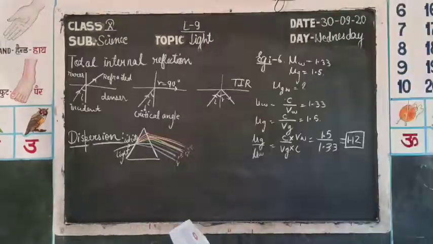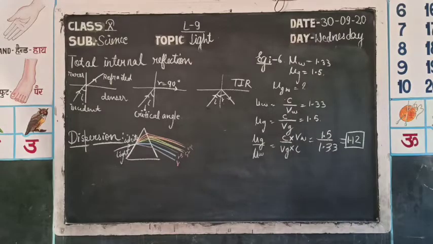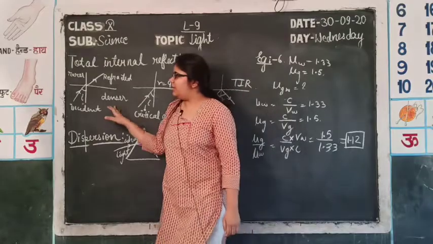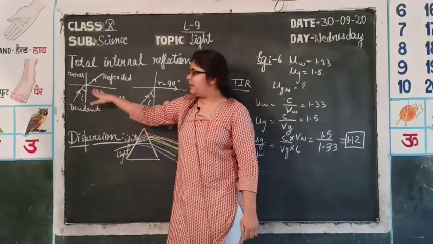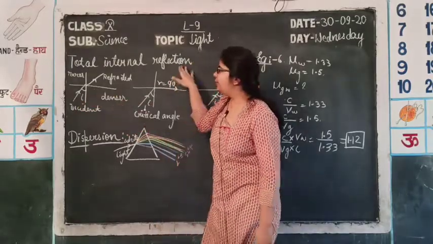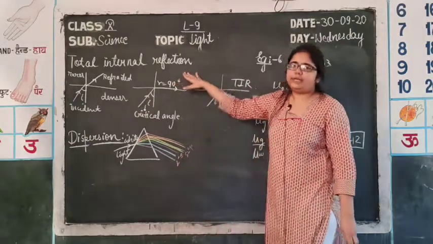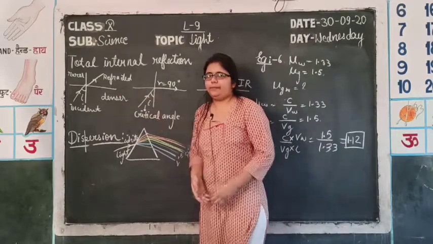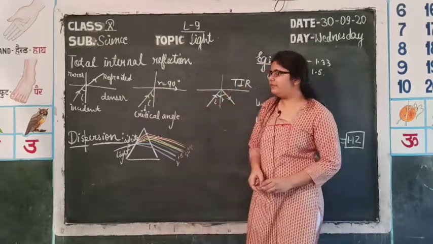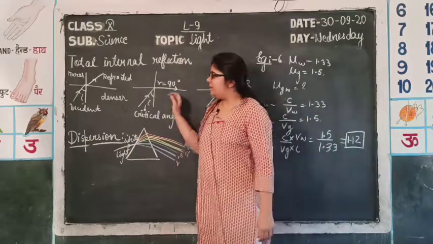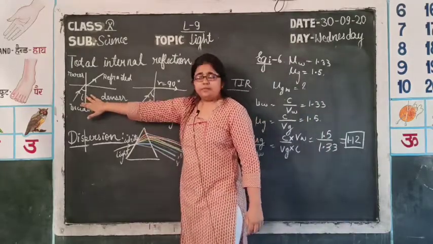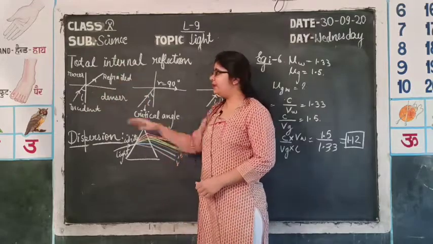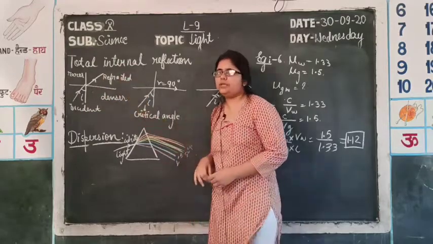So in total internal reflection, first of all, light gets incident on a medium. Total internal reflection happens when the light is going from a denser medium to a rarer medium, that is, light will bend away from the normal. So, in the first condition, light comes at the angle i and gets refracted into another medium, moving away from the normal as it moves to the rarer medium.